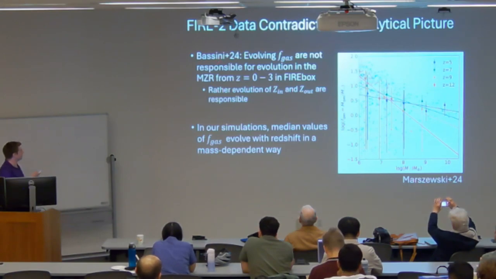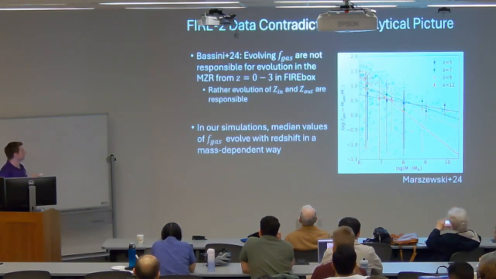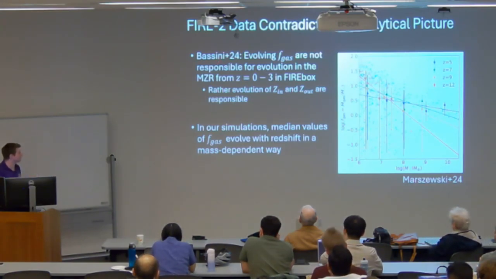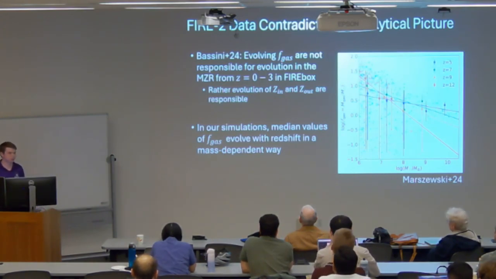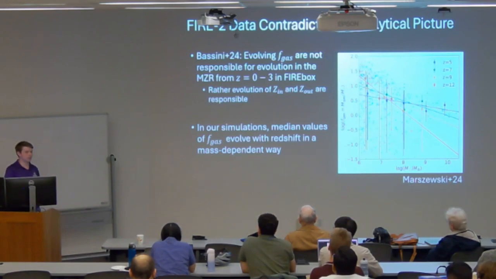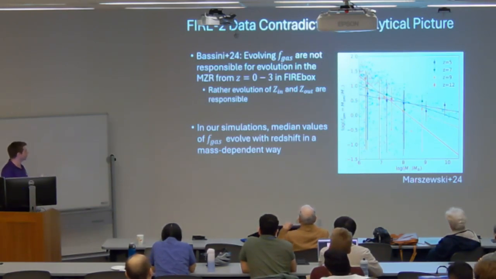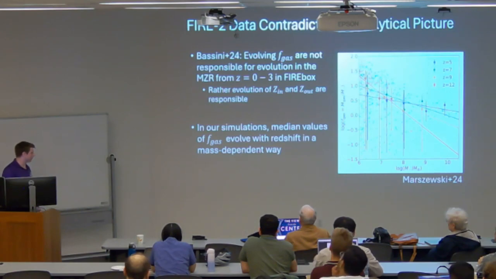working in Robert Feldmann's group, found that evolving values of F-gas are not responsible for evolution in the MZR from redshift 0 to 3 in FIREbox, which is a full cosmological box simulation run with the FIRE-2 physics. Rather, evolution in the inflowing metallicity and outflowing metallicity are what's responsible primarily for the evolution of the MZR.